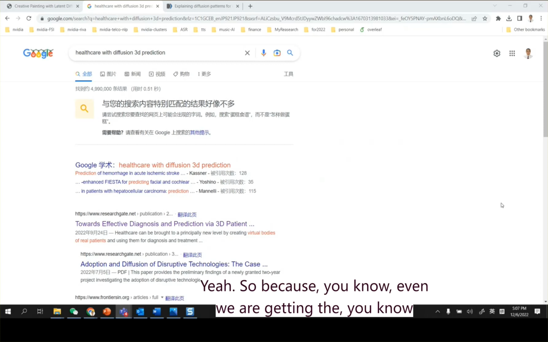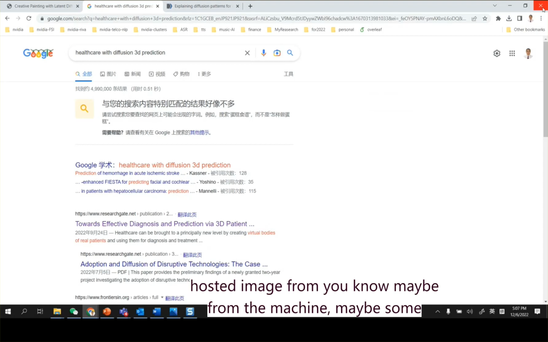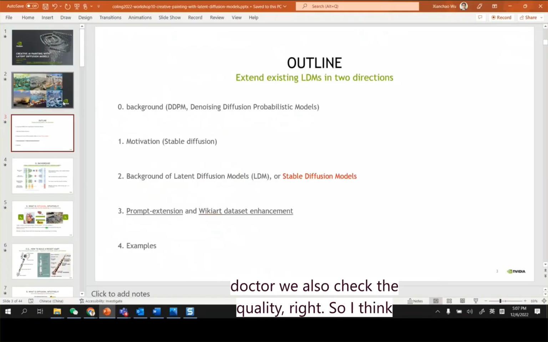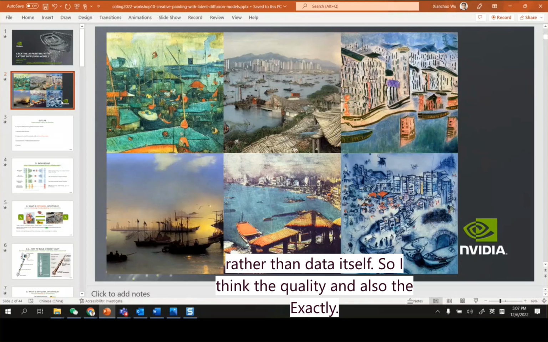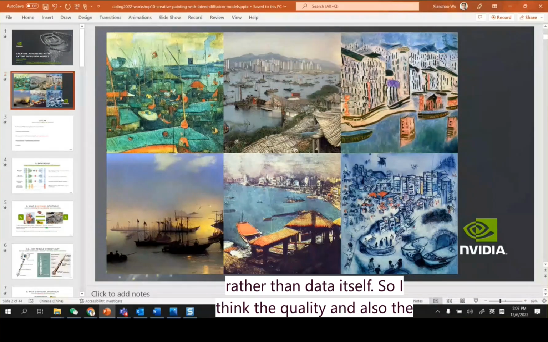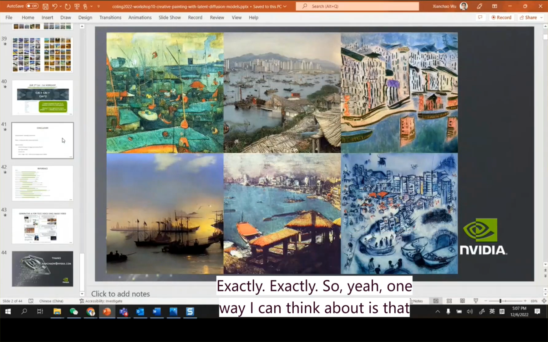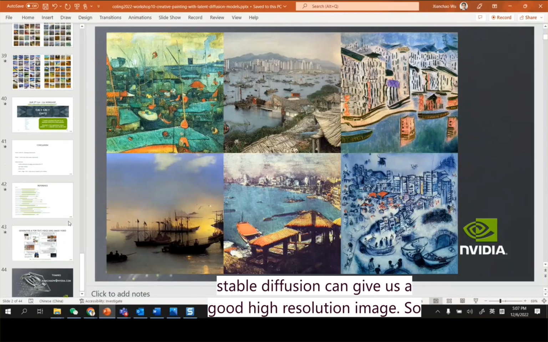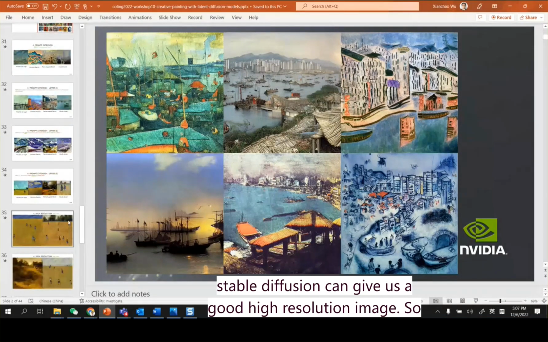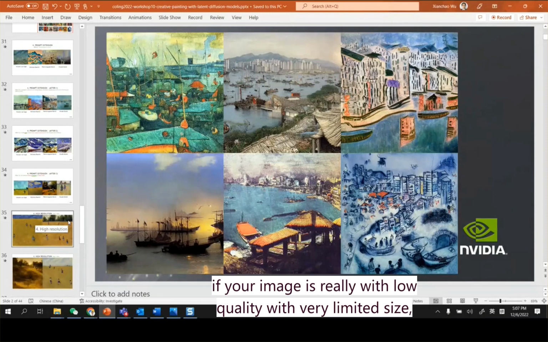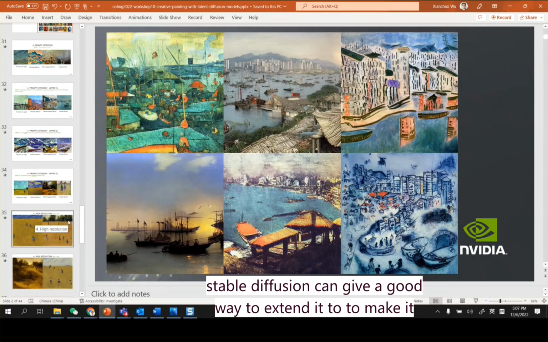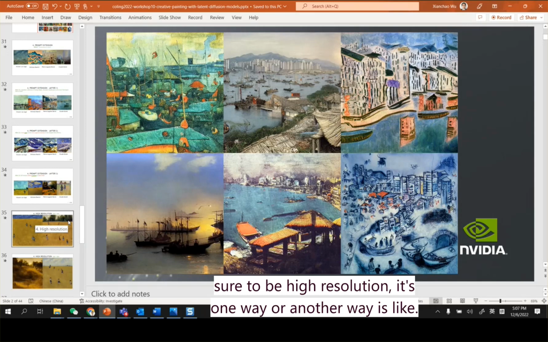Even when we get the whole image from a machine, a doctor will also check the quality, right? So I think data quality is very important. Just curious. Yeah, exactly. One way I can think of is that stable diffusion can give us a good high-resolution image. If your image is really low quality, with very limited size, stable diffusion can be a good way to extend it to high resolution. This is one way.